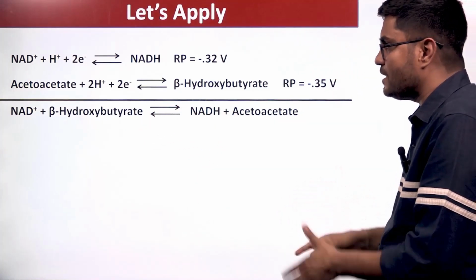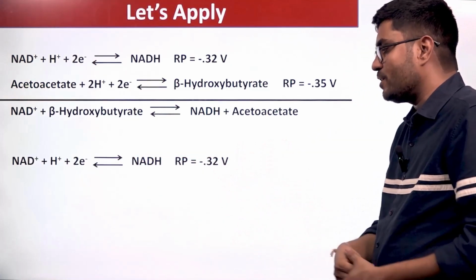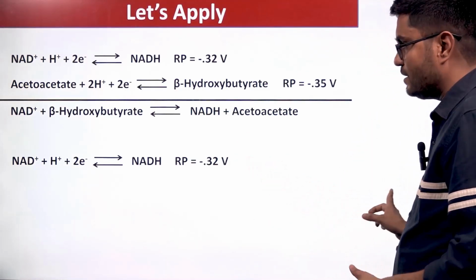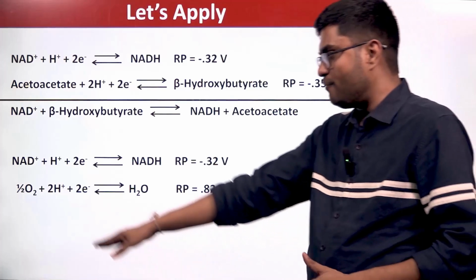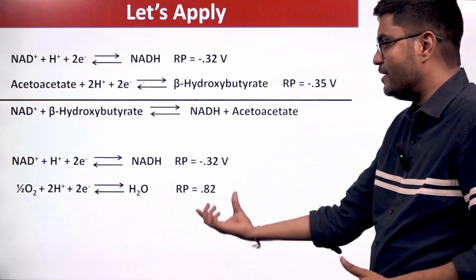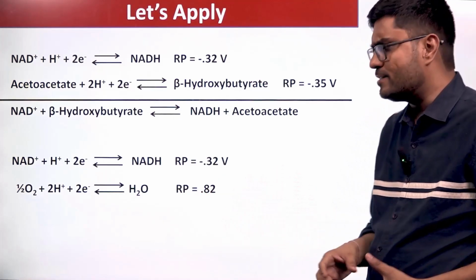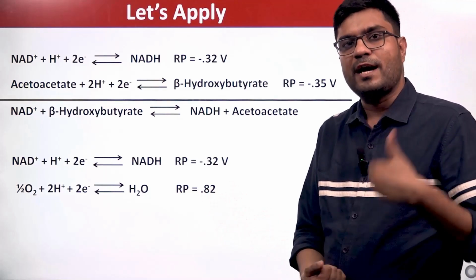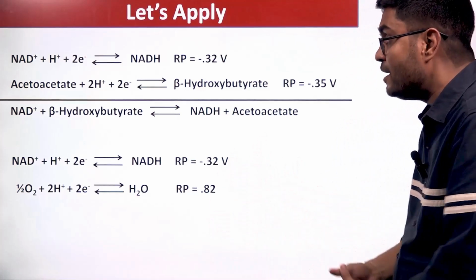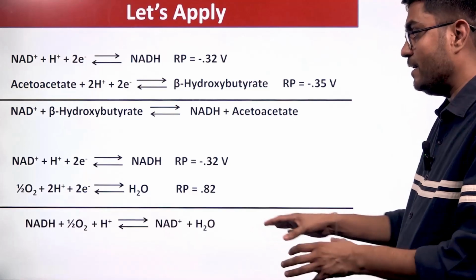Now let's see another example. We are again bringing NAD plus plus H plus plus 2 electrons with the reduction potential value equal to minus 0.32 volt. Now we are bringing another reaction into the same microenvironment, where half O2 plus 2H plus, after accepting 2 electrons, converts into water, and the reduction potential value is equal to 0.82. It is very high according to biological standards, because this is one of the highest values in a natural system, or biological system, or cellular system. So now what will happen? When I combine these two reactions, this will be the final outcome.